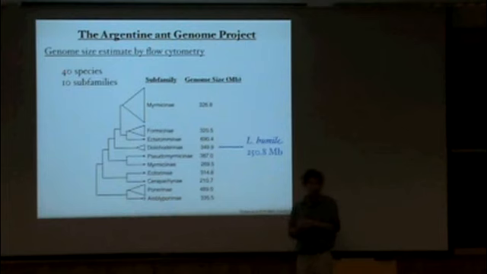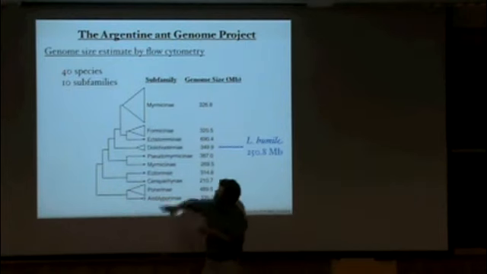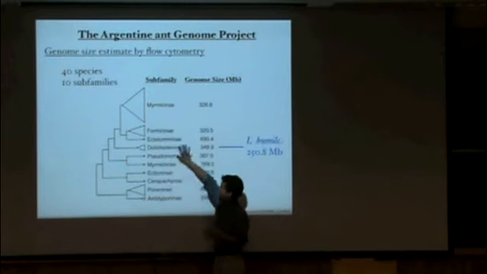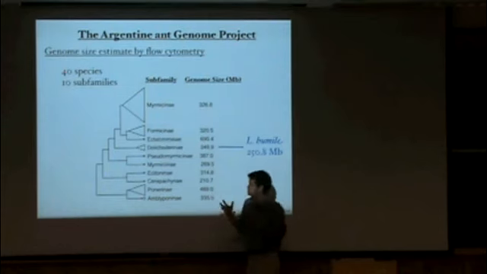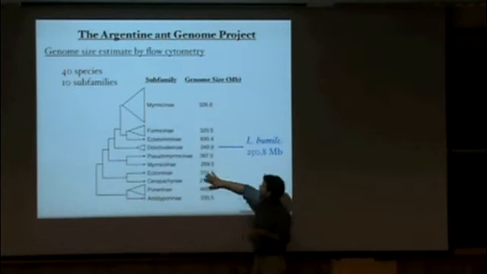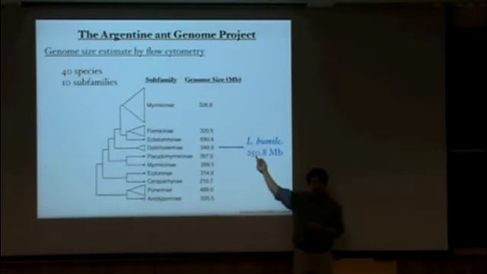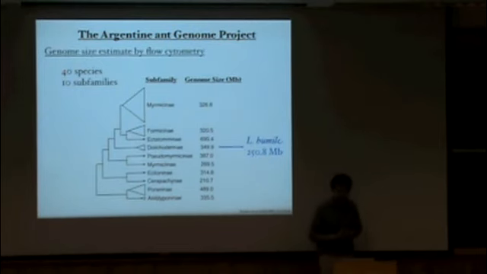Amazingly, people knew essentially nothing about the genome sizes of ants before we did this. And so we estimated the genome sizes of 40 species of ants from across the ant phylogeny. So these are just the different subfamilies of ants. All ants fall within one family, and then there are these different subfamilies. And it turns out that ants overall have relatively small genomes, between 200 and 500 million bases, which is small for genomes. And Argentinians have one of the smallest genomes of all the ants that we studied, about 250 million bases, about the size of the honeybee.